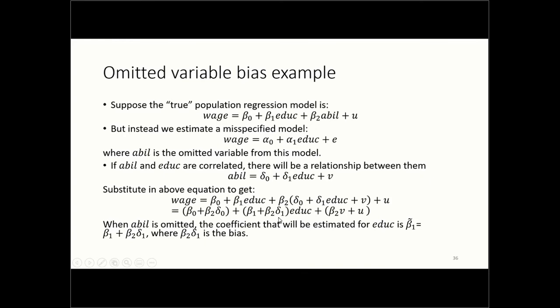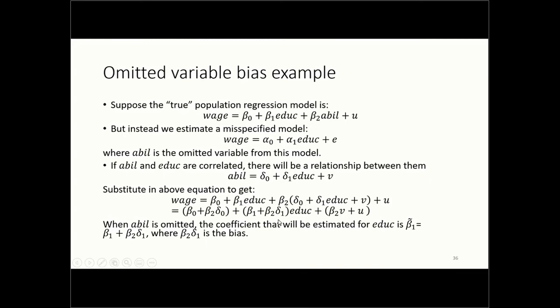And this bias is beta 2, which is the coefficient of ability. How does ability affect wage directly? And it's the delta 1. It's basically the relationship between education and ability. That's what this bias here is equal to.